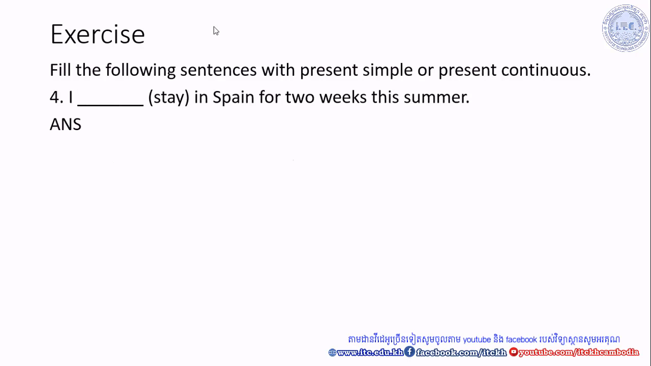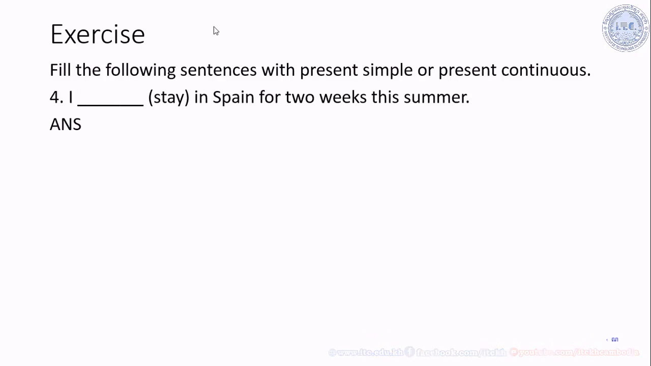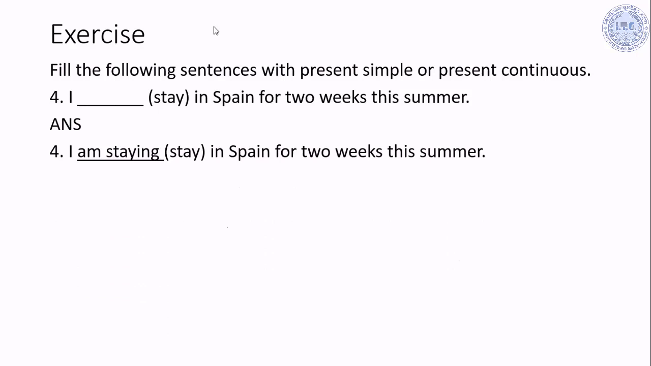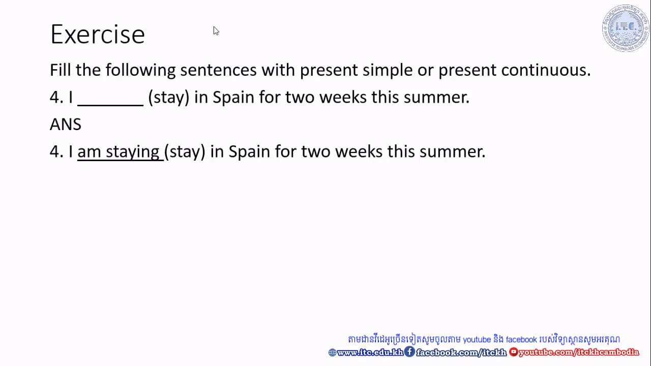And exercise number 4. In Spain, for 2 weeks this summer. So here we refer to the future, and you stay in Spain. You're going to stay in Spain for 2 weeks this summer. So you have arranged already, right? You have booked a hotel room. So you're going to say, I am staying, because this is a future arrangement. But because of the outbreak of COVID-19 now in Spain, I recommend you not go there, okay?